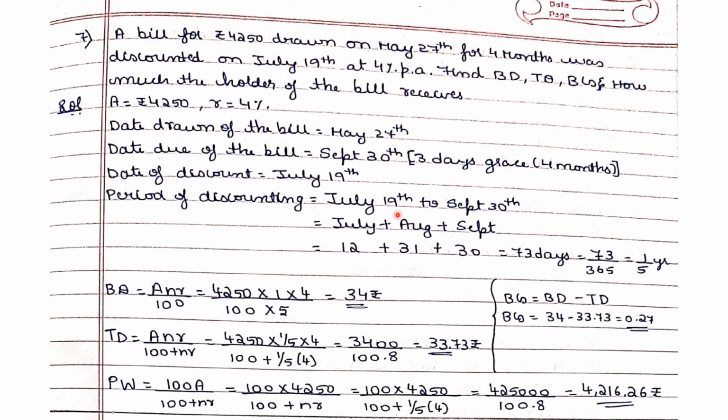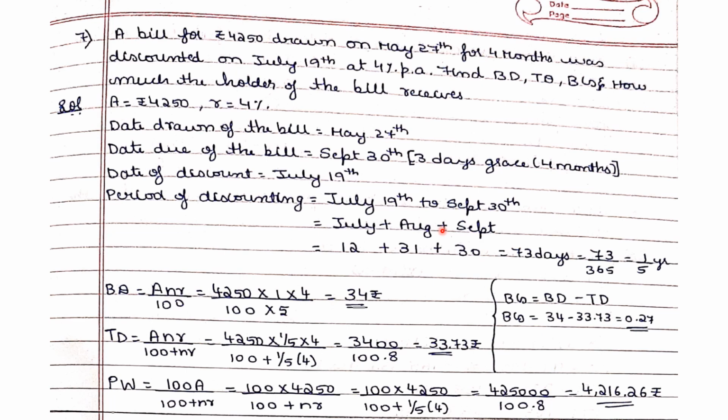So from July 19th, you take July, August and September. These are the 3 months which will come into consideration. Now make sure you know which month has how many days. If you know that, it will be very easy. May is 31 days. June is 30 days. July has 31 days.